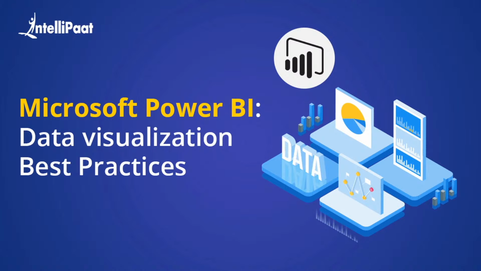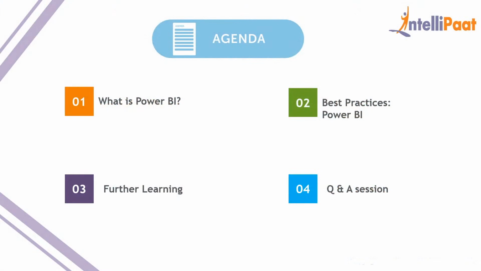Now, let's talk about today's agenda. Today's agenda is very simple, short, and fourfold. We'll be starting off with what is Power BI, a brief introduction to what it is and how it works. And from there, we'll directly jump on to the topic at hand today, which is the best practices on Power BI, where we'll be discussing 12 different aspects that you must keep in mind while you're creating a Power BI report.